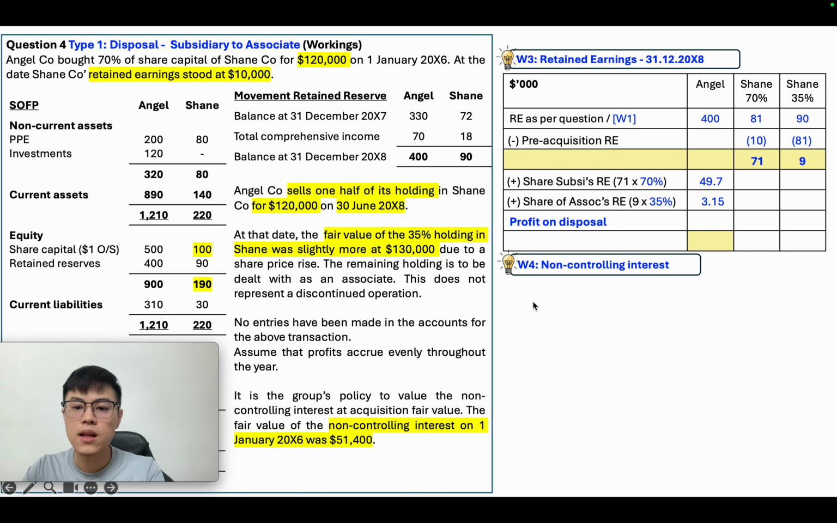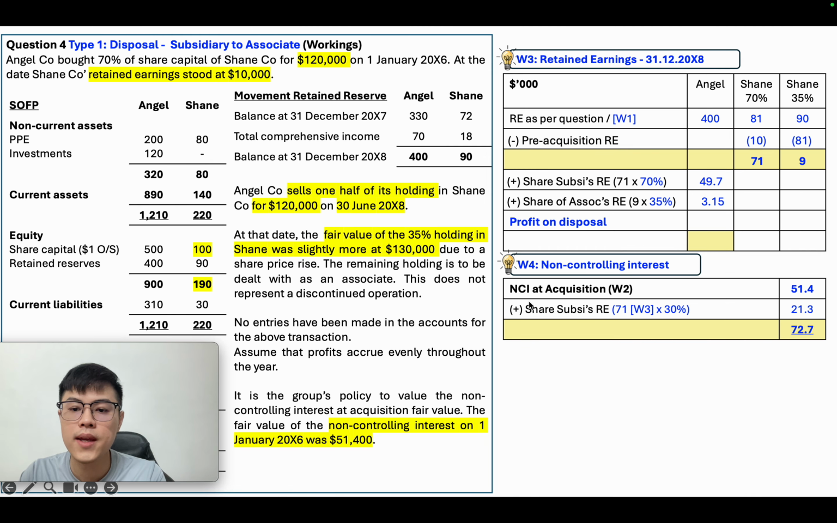And subsequently, let's calculate NCI because we need to derecognize the NCI. We need to know the value. So over here, based on the question, we know our NCI initially is 51.4 under the goodwill calculation. And we will need to share the NCI, 30% of the subsidiary's results during this period.